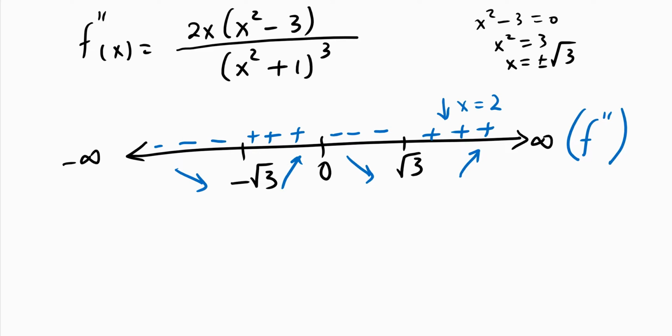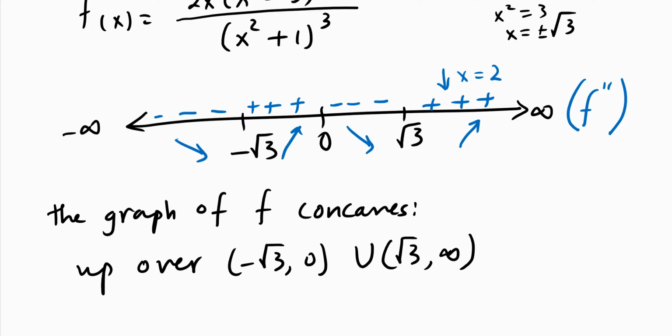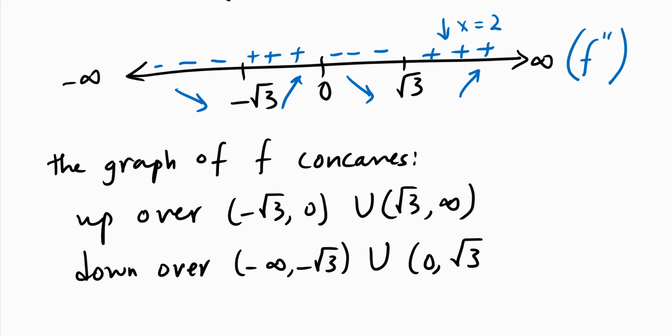Notice this is the second derivative. This is not increasing or decreasing. So this tells us the graph of f concaves first up over negative square root of 3 to 0, union square root of 3 to infinity, and down over negative infinity to negative square root of 3, union 0 to the square root of 3. So I was able to get the concavity.